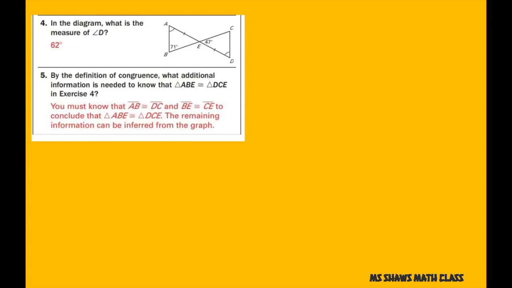And what additional information do we need to know? We must know that AB is congruent to DC, and BE is congruent to CE to conclude that the triangles are congruent. The rest we can infer from the graph.